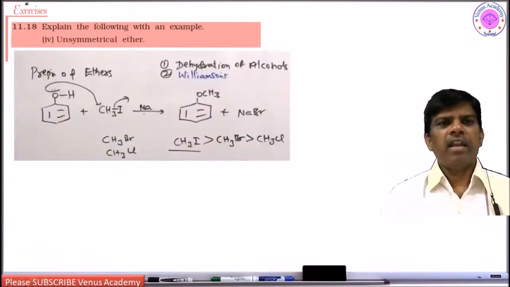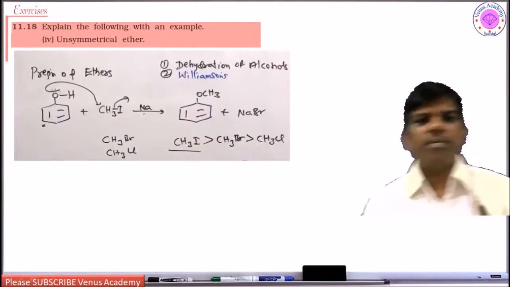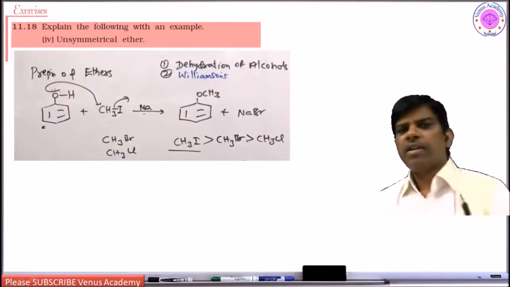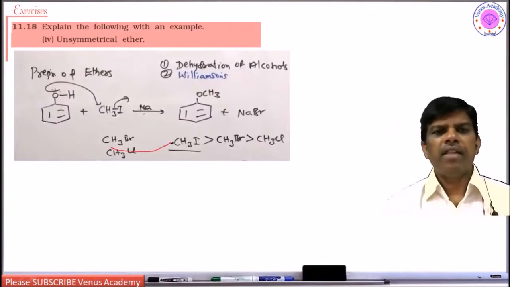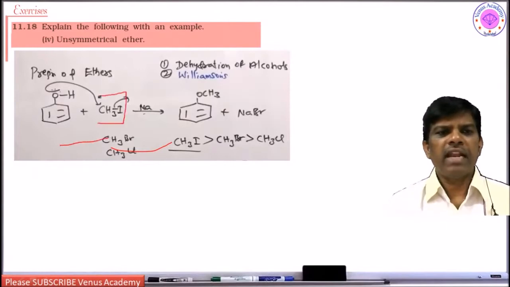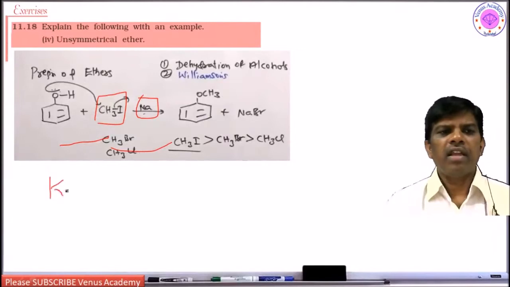Next, explain the following with an example. Unsymmetrical ether. So you can prepare unsymmetrical ethers by Williamson synthesis. It is a very common synthetic method where you can use methyl iodide and phenol. Now in most of the reactions you can substitute the sodium with potassium carbonate. Simply take phenol in dry acetone and add potassium carbonate as a base. This potassium carbonate makes a salt with phenol, and add methyl iodide.